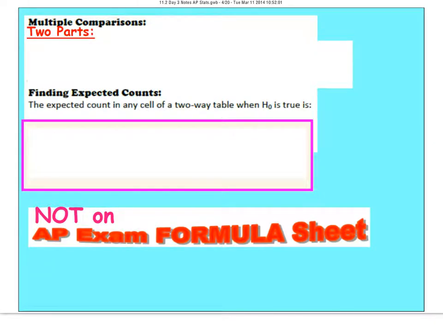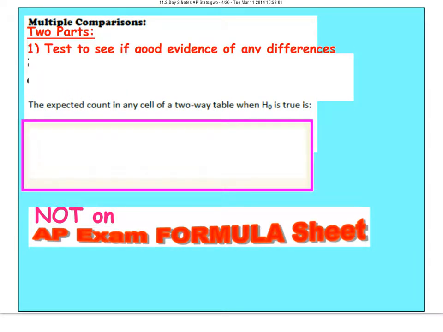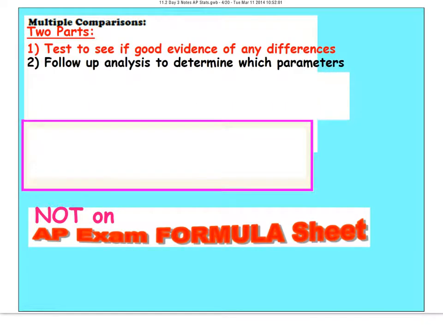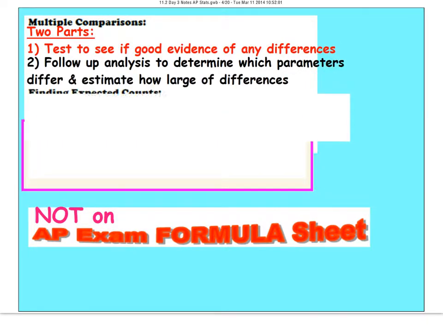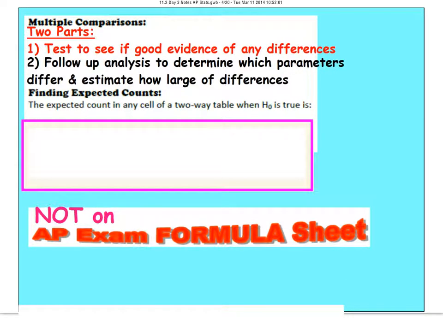If you recall from the goodness of fit, there are multiple components for a chi-square. There are really 2 parts to it. The first part is to test to see if there's good evidence of any differences. And then if you are asked for it by the AP board, you will do a follow-up analysis to determine which parameters differ and estimate how large the differences are.